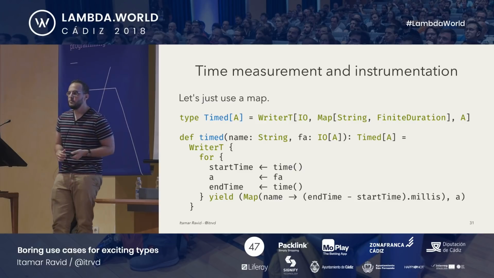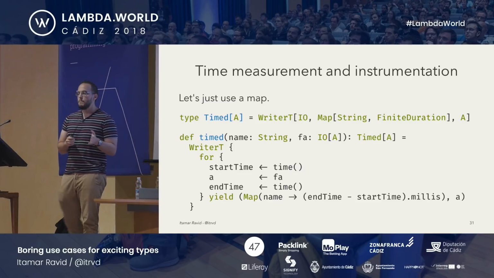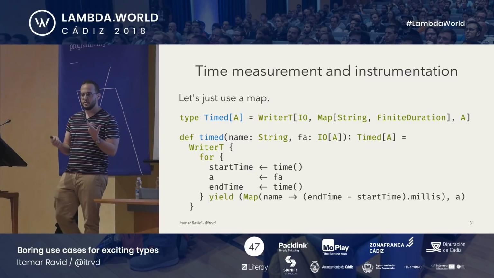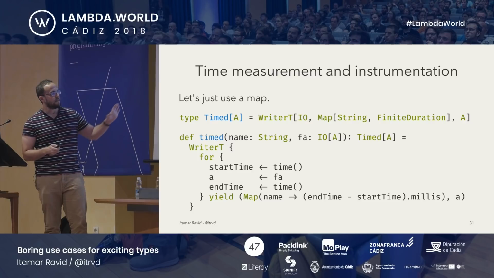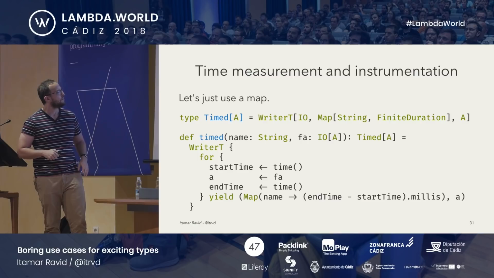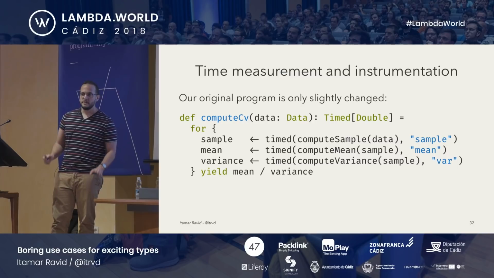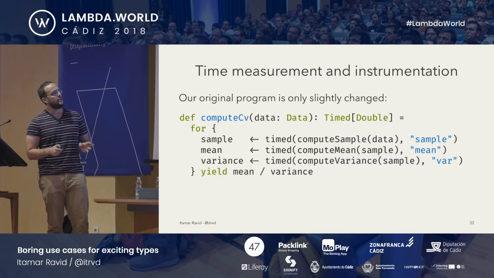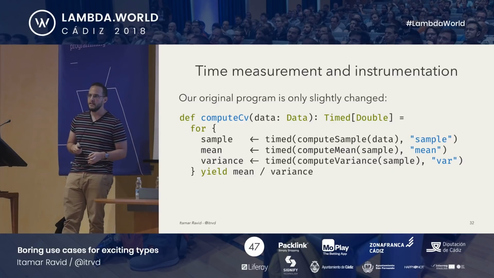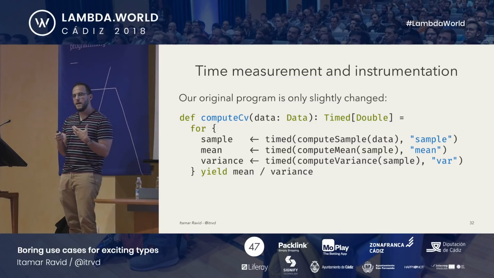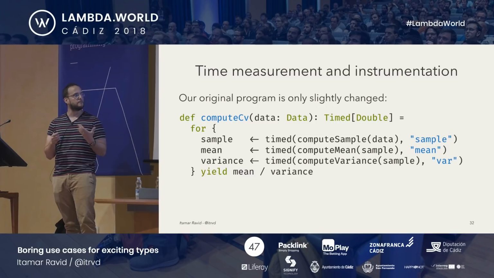We'll define Timed of A to be WriterT of IO, a map of timings, and an A. And now we can define the time combinator to just return that type. We have the same function body, and we just wrap it with the WriterT to get back a Timed of A. Now, our original program is only slightly changed. Basically, the only thing that changed here is that we no longer have to keep track of the timing. Or in other words, we've made the timing ambient. We pushed it to the background, and it's being kept track of for us.